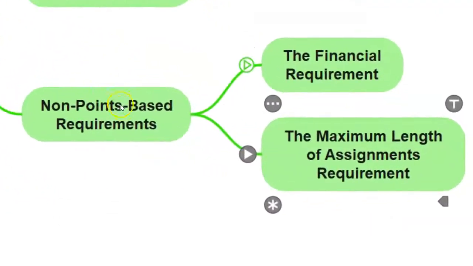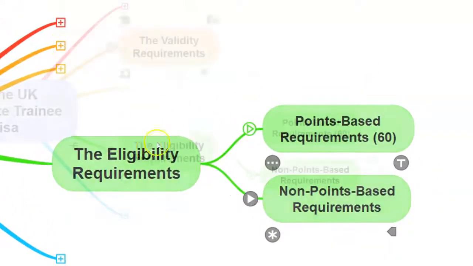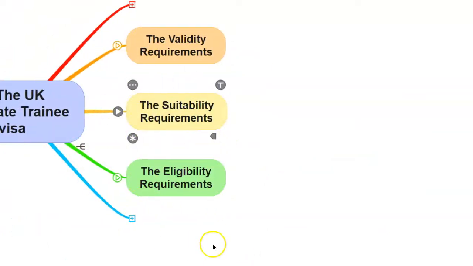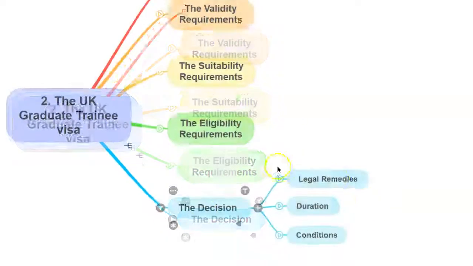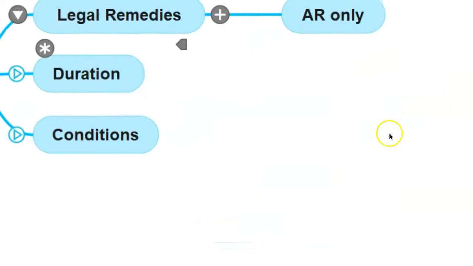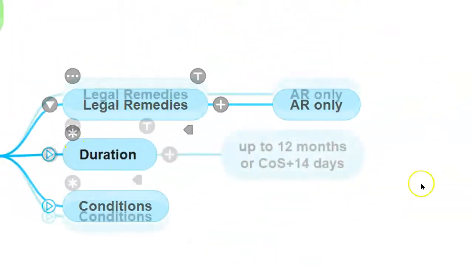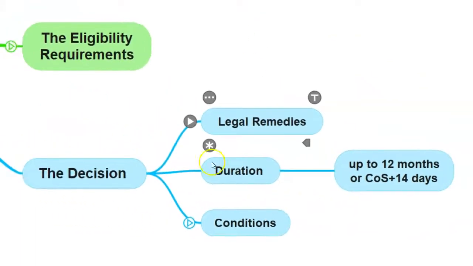So these were our points-based and non-points-based requirements. If you met the validity requirements, the suitability requirements, and the eligibility requirements, your application is going to be granted. However, if it was refused, your only legal remedy will be to apply for an administrative review. We already discussed the duration, so it's going to be for up to 12 months, or if the contract is going to be shorter than 12 months, whatever is stated on your certificate of sponsorship plus 14 days.